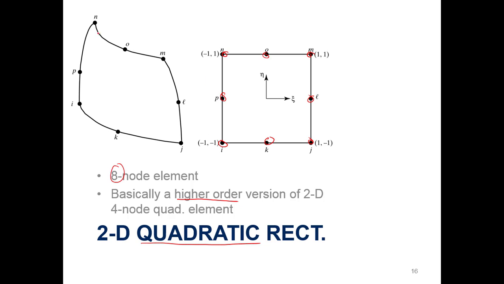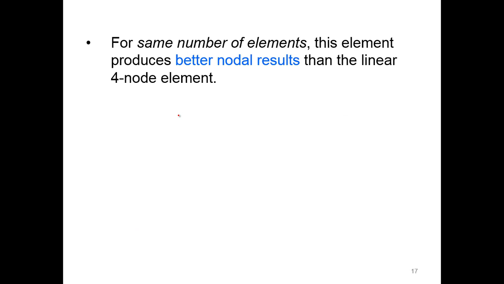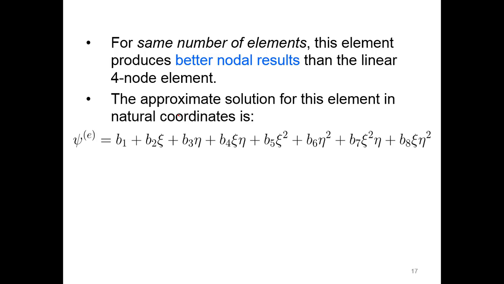So now we can do this curvy, wonky thing here. And it's well suited, as you can imagine, for curved boundaries. We can not just have a straight line between M and J, but we can also do some curve with L if it gets shifted out a little bit. For the same number of elements, this element produces better nodal results than the linear 4-node element. The 4-node linear rectangular element we just looked at, because it only has 4 nodes, doesn't do curves really well, so this one can do that. So it ends up giving better nodal results if you use the same number of elements.